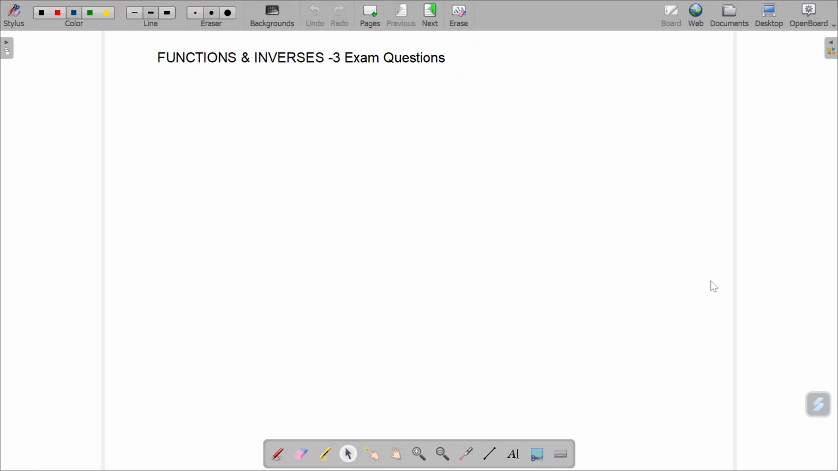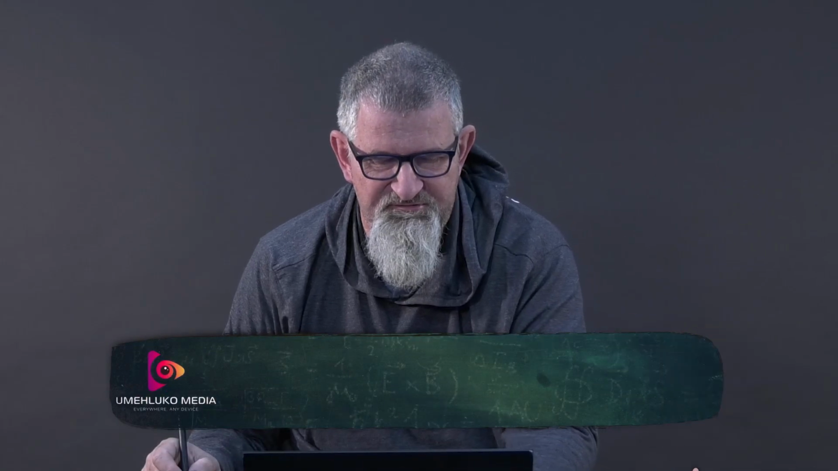Our third and last section in the chapter on functions and inverses. Today we're going to be looking at some exam questions. Okay, so let's have a look.